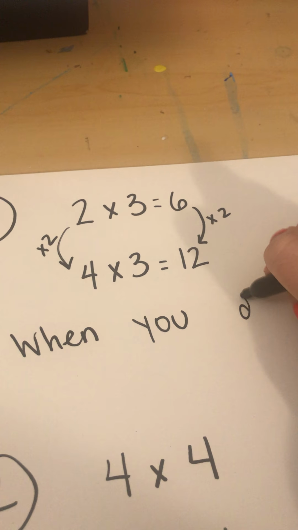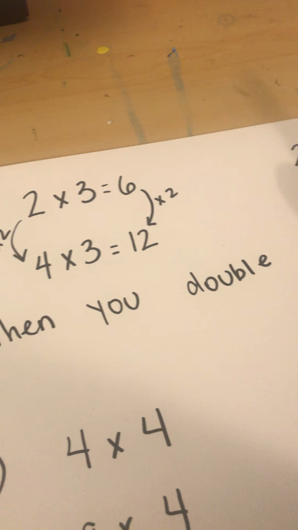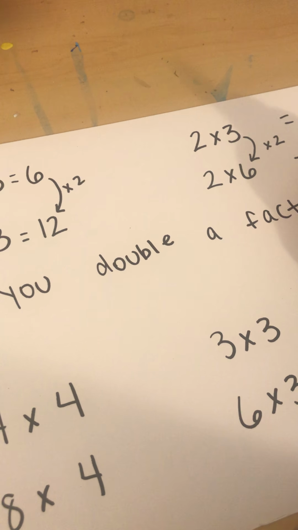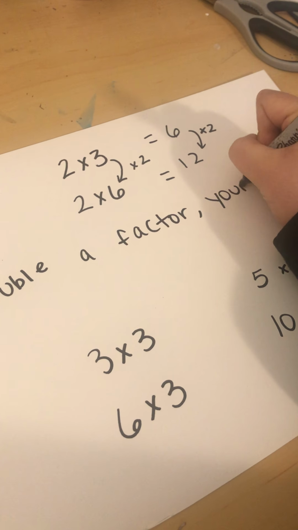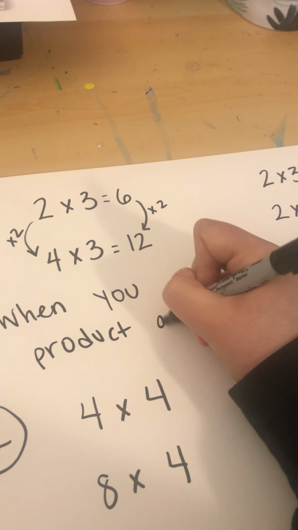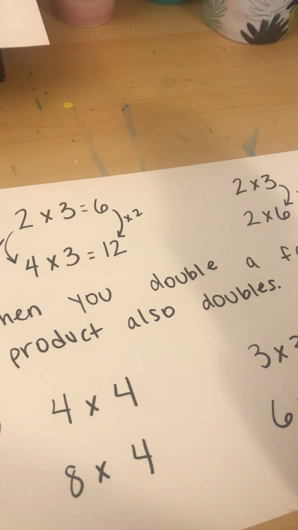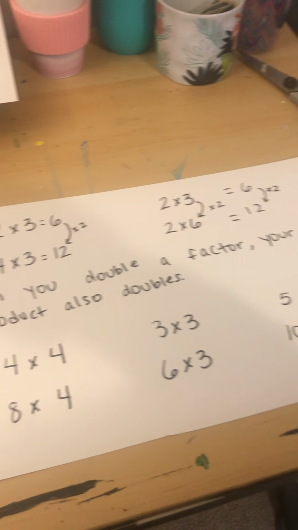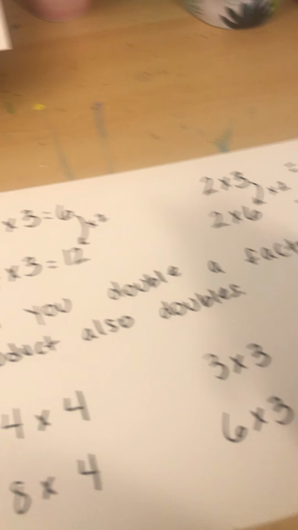So what you're going to write for number 1 is when you double a factor, what happens to your answer or your product? Your product also doubles. Okay, so that's number 1. When you double a factor, your product also doubles. Let's move on to number 2.